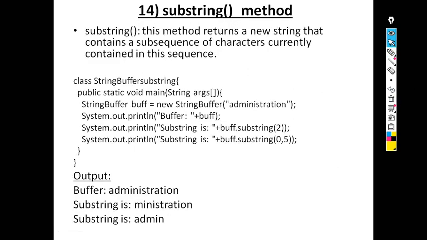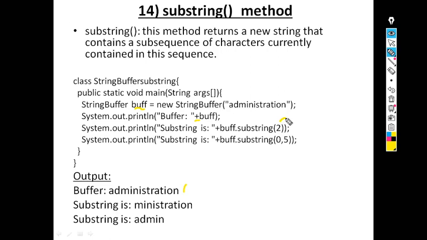Then the substring method. This method returns a new string that contains a subsequence of characters currently contained in the sequence. So see, again I have created one StringBuffer object that is named buff, and the string I have taken is administration. I want to print it, so administration will be printed. Next, I want to print the substring, and I have mentioned the position 2.